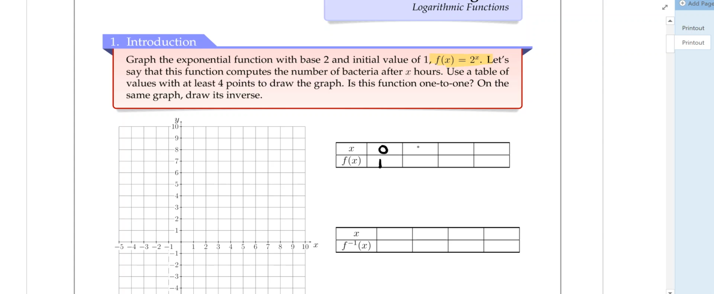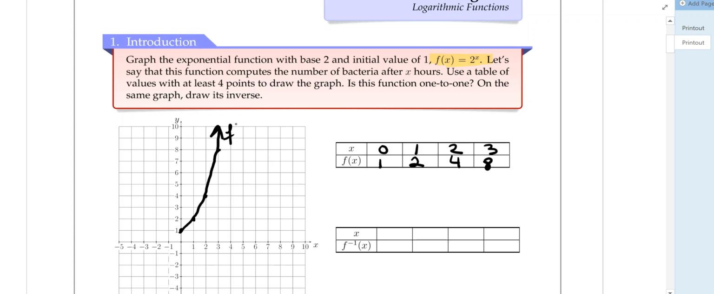When x is 1, the output is going to be 2 to the 1, which is 2. When x is 2, the output is going to be 2 squared, which is 4. And when x is 3, the output is going to be 2 to the third, which is 8. So we're going to plot these numbers: 0 for x, 1 for y; 1 for x, 2 for y; 2 for x, 4 for y; and then 3 for x, and 8 for y. So this is giving us enough points to draw the exponential.